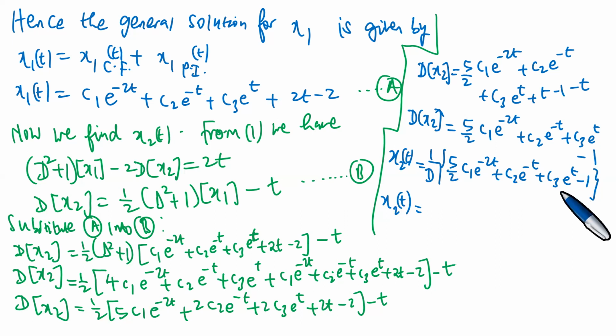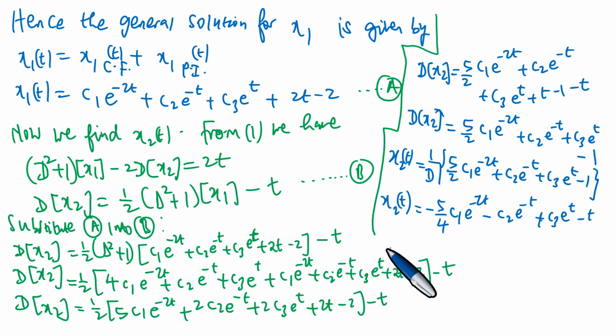Okay, once we have these, then we integrate this. 1 over d means we are integrating. So if you integrate now, we integrate this one with respect to t. So this one is going to produce minus 1/2. So it's going to actually become minus 1/4 c1 e to the minus 2t. And then now this one is just going to produce a minus c2 e to the minus t. This one is going to produce a c3 e to the t. This one is going to produce a minus t. So that is x2 that we got.